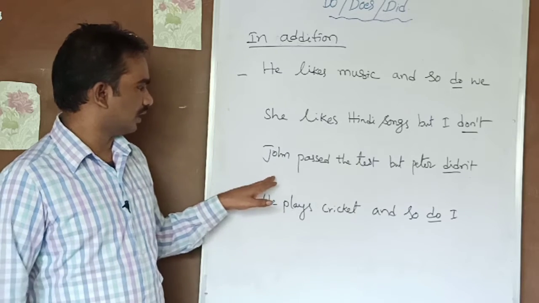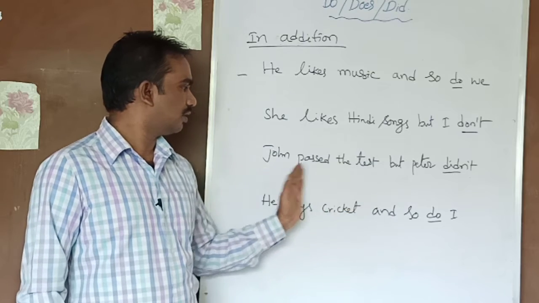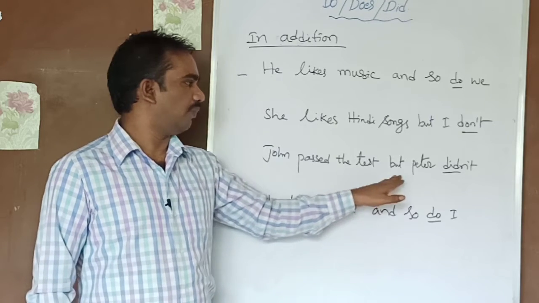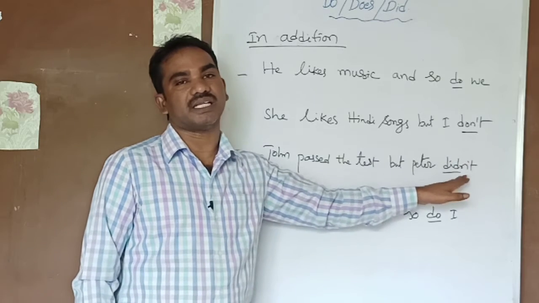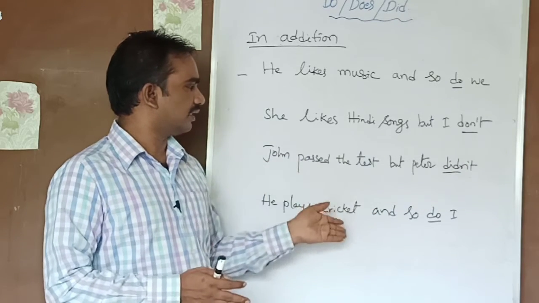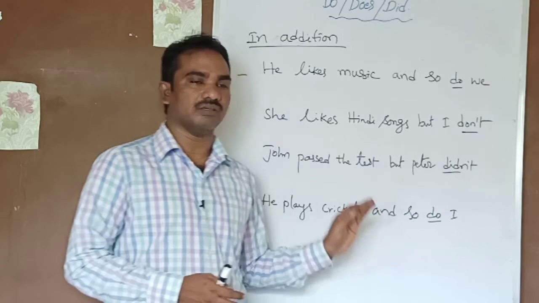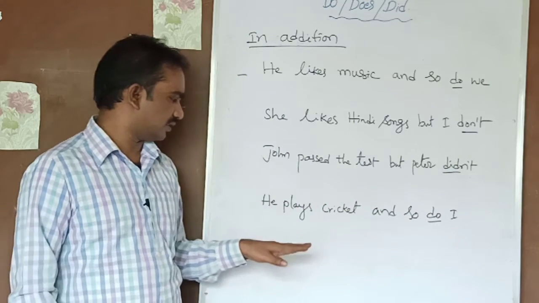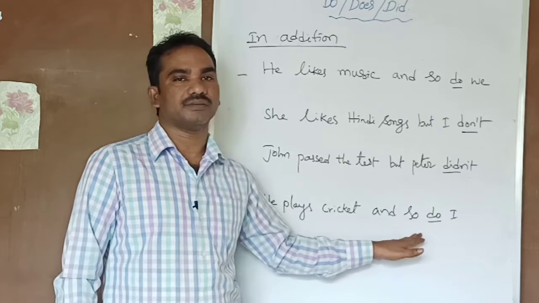So in the same way, look here, John passed the test. John passed the test, but Peter didn't. That means Peter did not pass the test. So we are avoiding the entire sentence, simply just putting did not. Peter did not. And the final sentence is, he plays cricket and so do I.